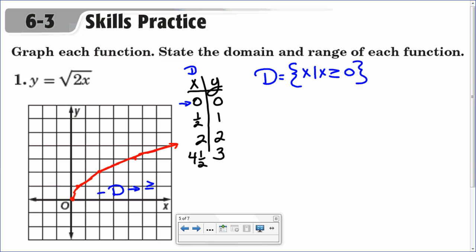Now, if it were going in this direction, instead of greater than or equal, I would use the less than or equal. Okay, the next thing that I want to look at is my range. Range is your y number. All right.